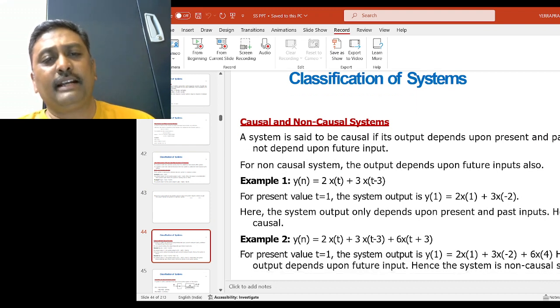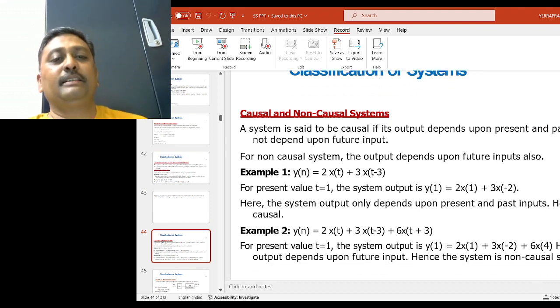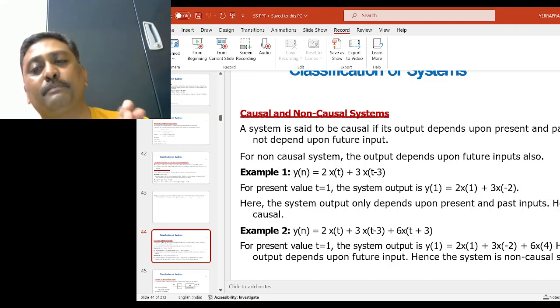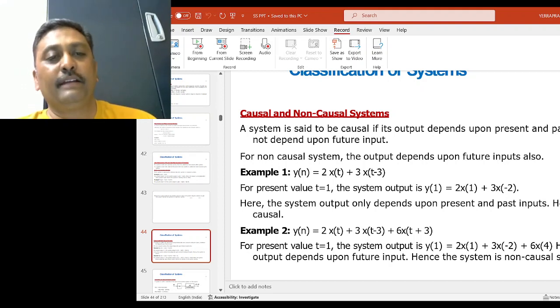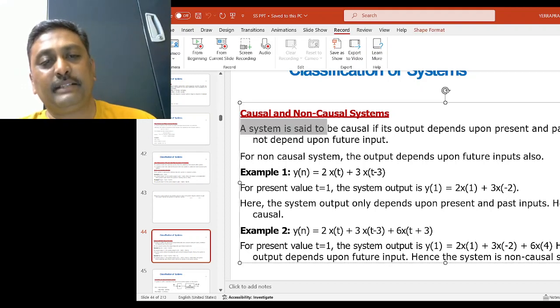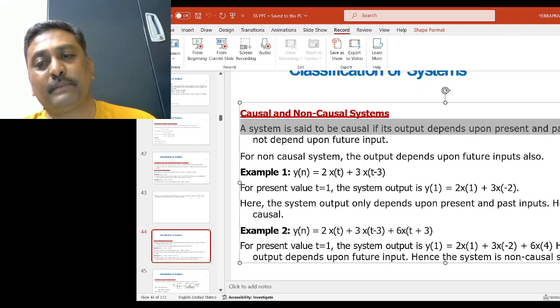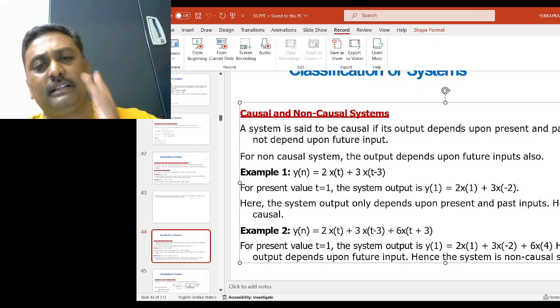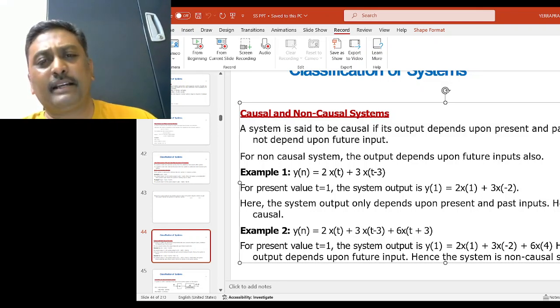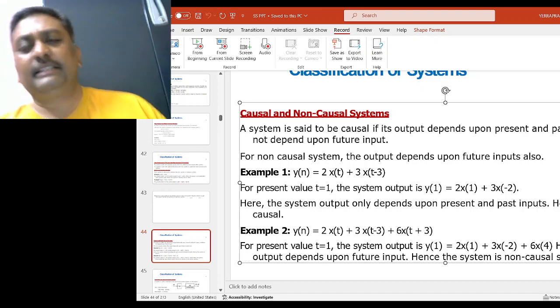Next, causal and non-causal systems. A system is said to be causal if its output depends upon present and past inputs and does not depend upon future inputs. Go carefully with this definition. You can take, for example, a feedback amplifier or operational amplifier; it is defined as a causal system. For a non-causal system, the output depends upon future inputs also.